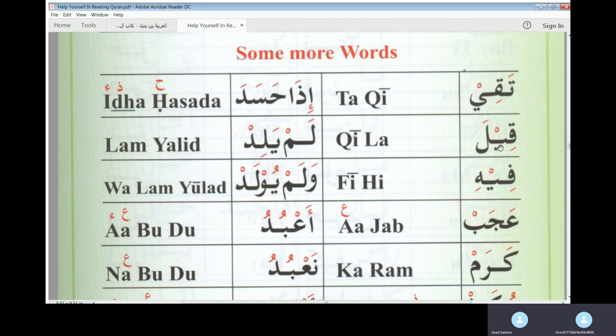Kila. Lam. Lam ya. Lam ya lead. Lam yalid. Ah, these are short vowels. Fihi. This is ya madda. So that's elongated? Yes, elongated. Fihi. Walam yulad. Read again. Walam yulad.